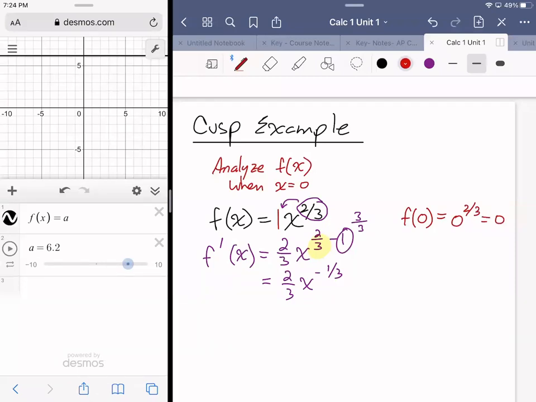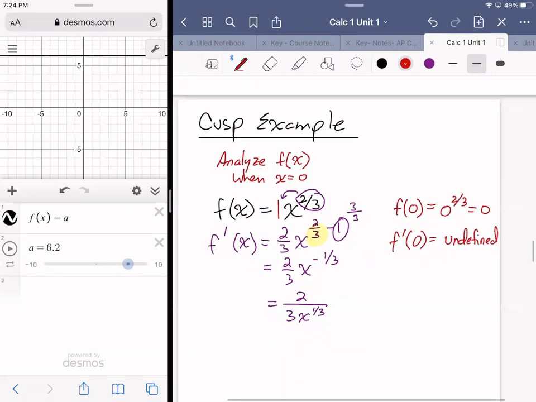If you evaluate your derivative function at 0, another way of writing 2/3 x to the negative 1/3 is the same as saying 2/3 over x to the positive 1/3. So you don't really have to do much number crunching before you realize that this is undefined, which is typical. I'll just write it out. All right, so we're good to go there.